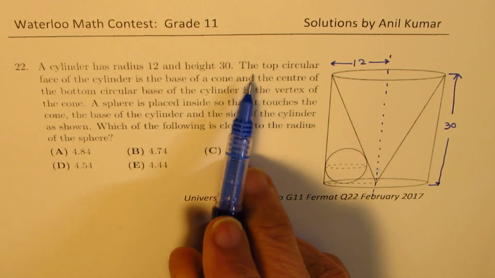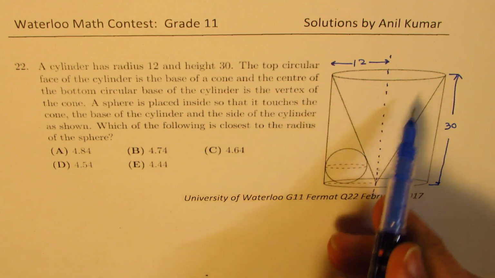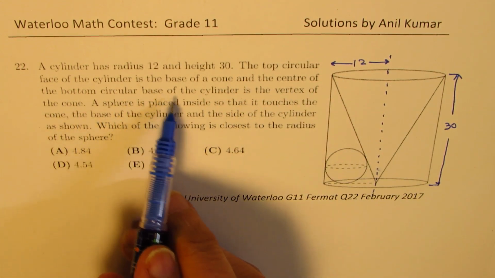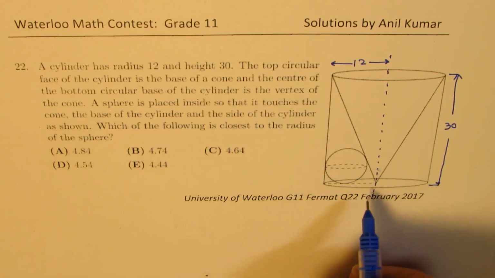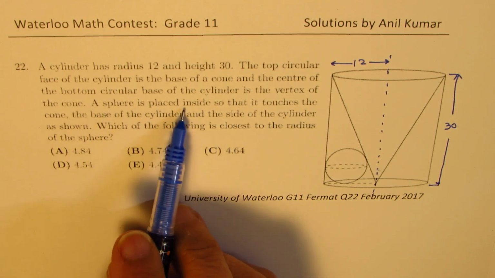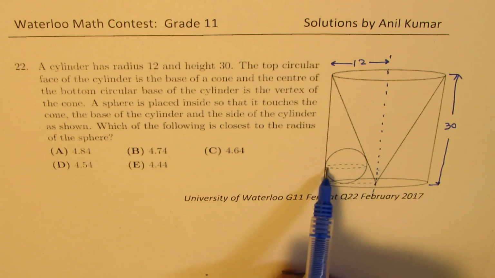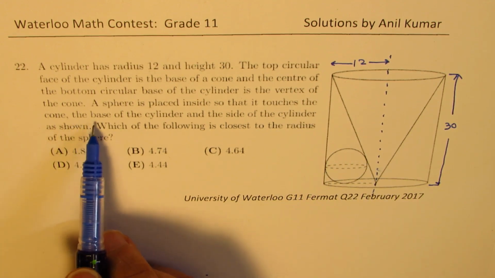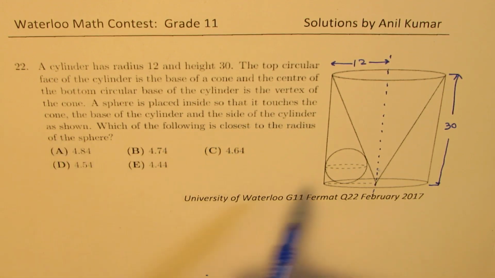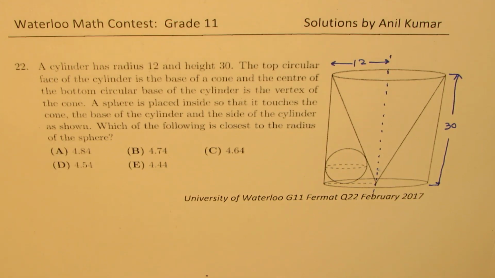The top circular face of the cylinder is the base of a cone, as you can see very clearly, and the center of the bottom circular base of the cylinder is the vertex of the cone. So that becomes the vertex of the cone. A sphere is placed inside so that it touches the cone, the base of the cylinder and the side of the cylinder as shown. So that's the sphere which is touching at 2 points.